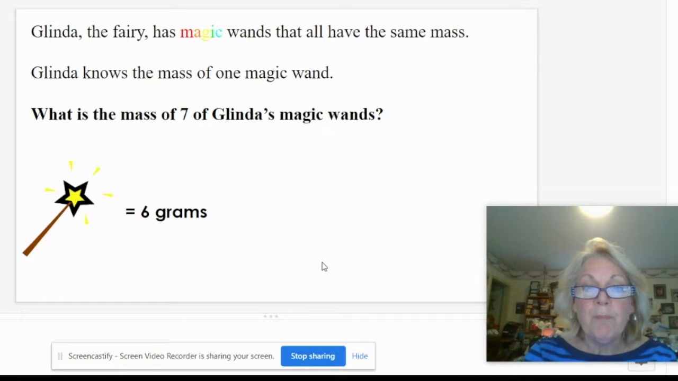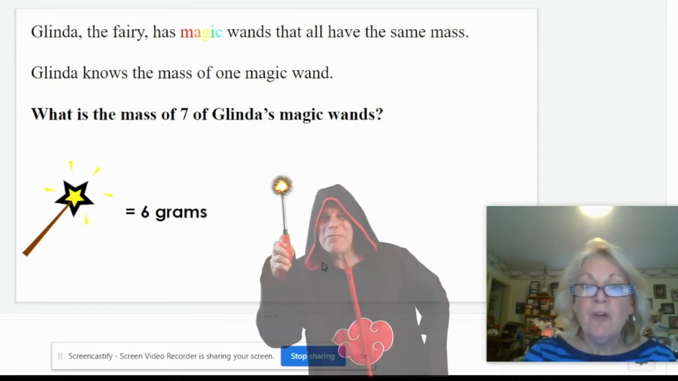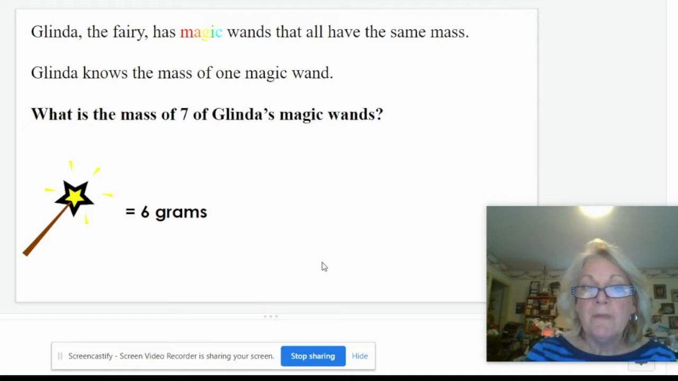So first, I'm going to start by reading in my I Do. Glinda, the fairy, has magic wands that all have the same mass. Glinda knows the mass of one magic wand. What is the mass of 7 of Glinda's magic wands? And I noticed down here she has 1 magic wand, and it's equal to 6 grams.